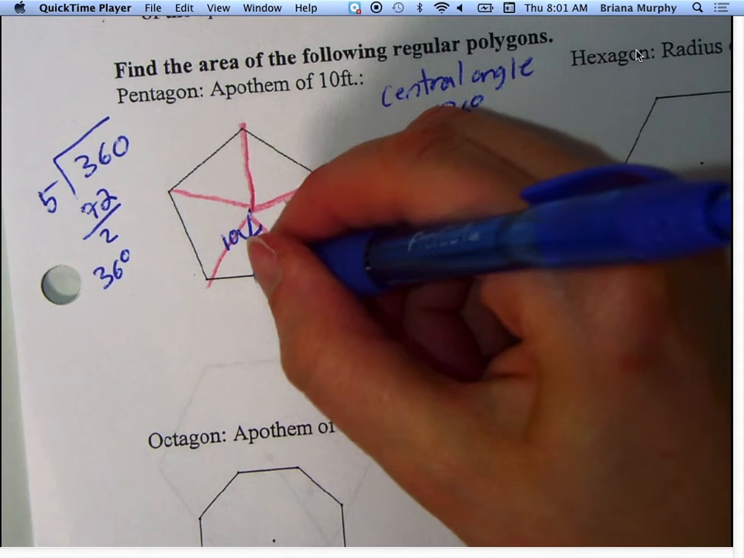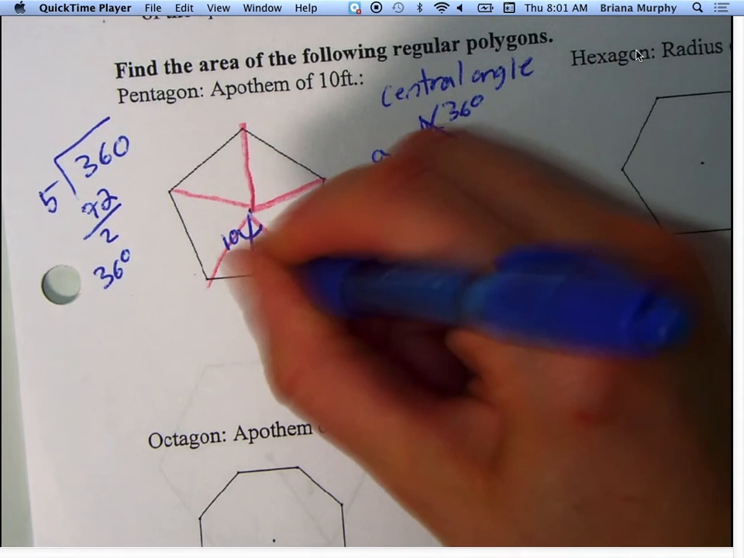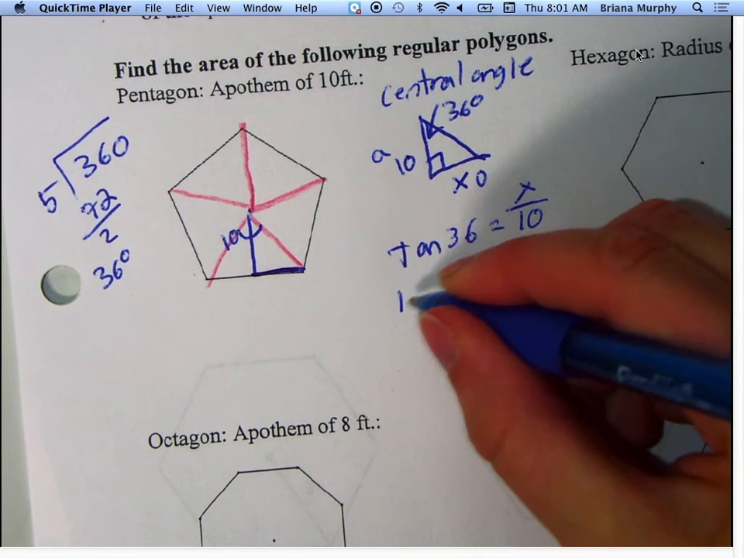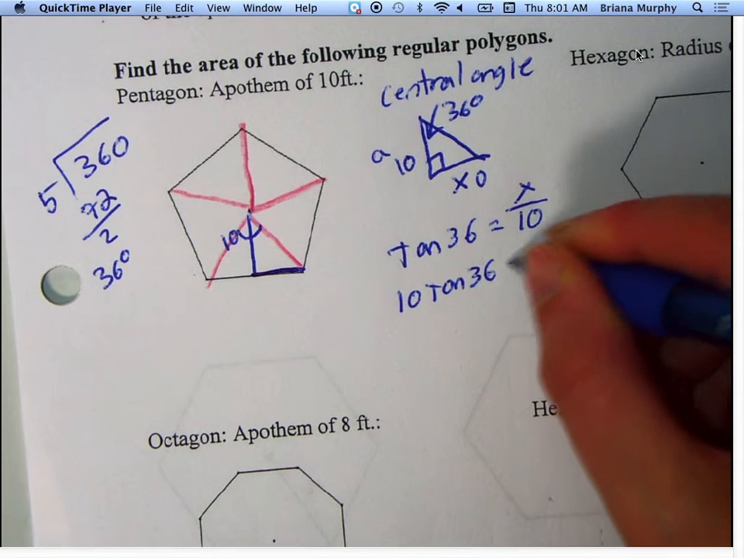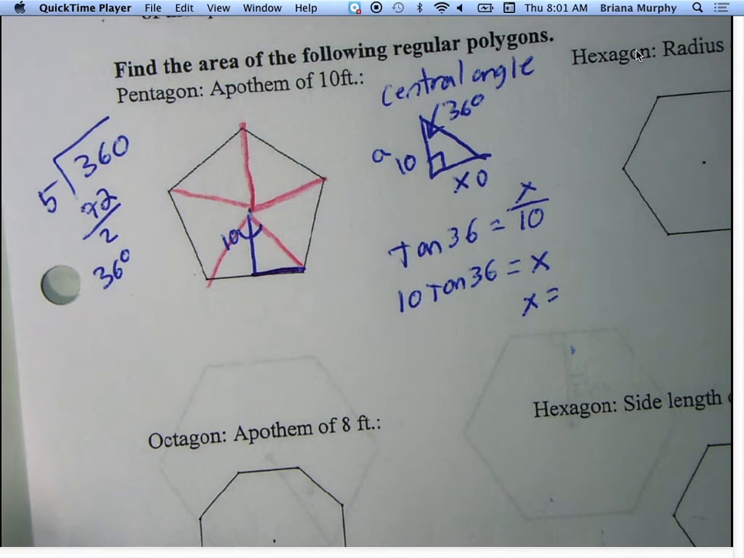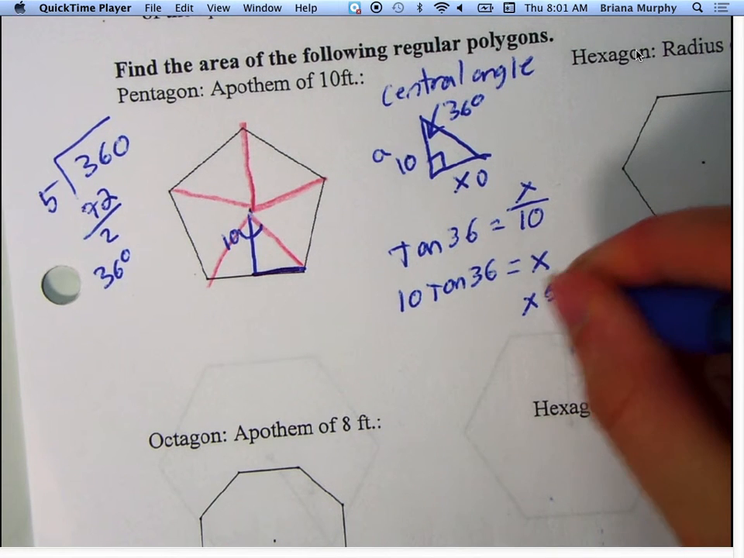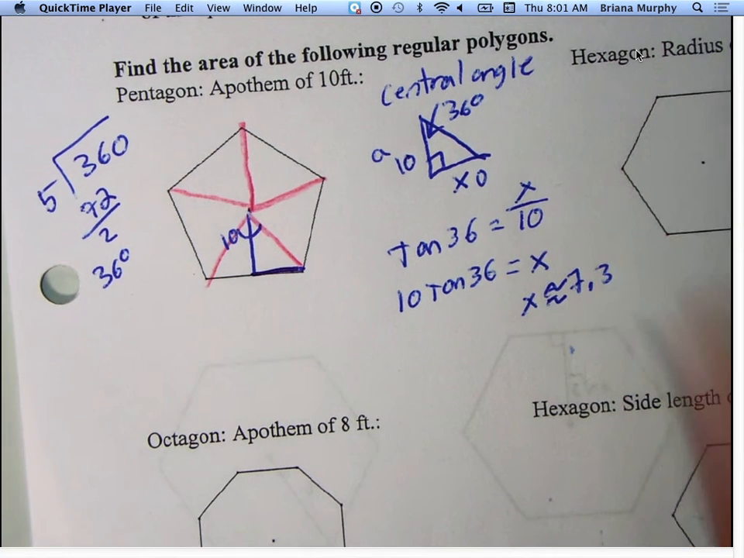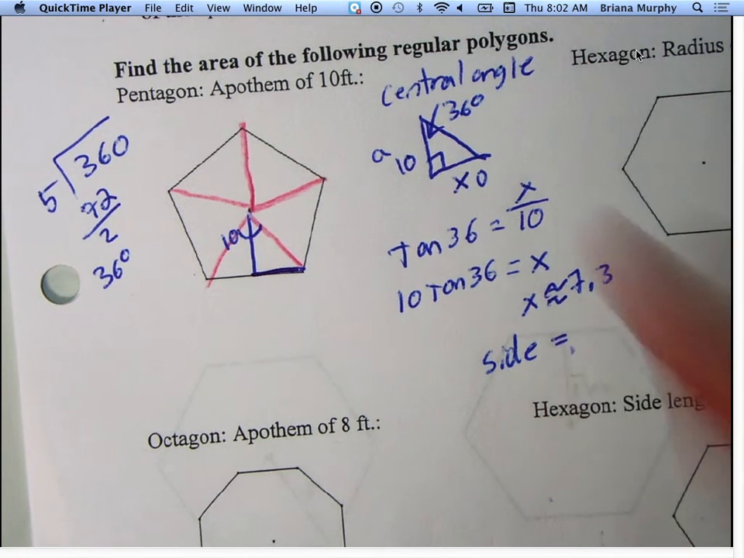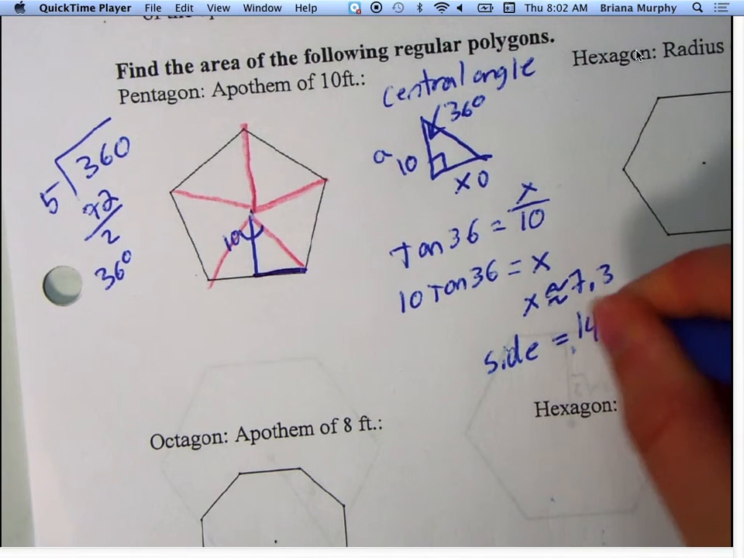Do we agree that what I'm finding is this length right here? What am I going to have to do to that length to find the length of one side? Double it. So I'm going to put in my calculator 10 tan 36 equals x. In your calculator, 10 tangent 36 gives us approximately 7.3. I'm going to round it. Now I'm going to take 7.3 and times it by 2 to find the side length. 7.3 times 2, giving me 14.6 feet.